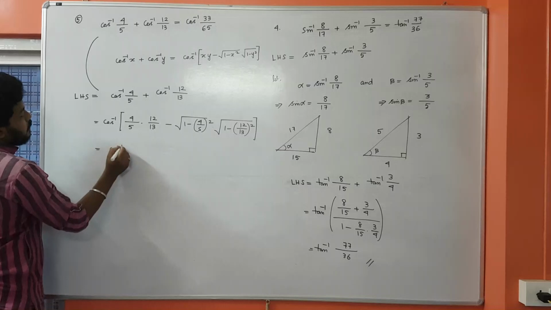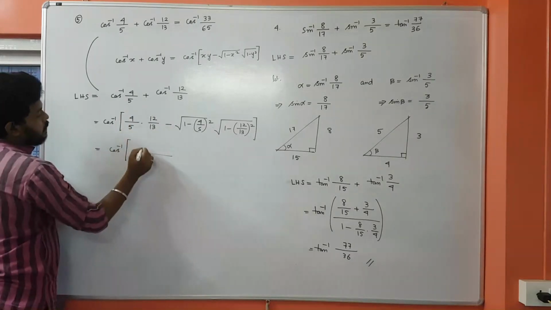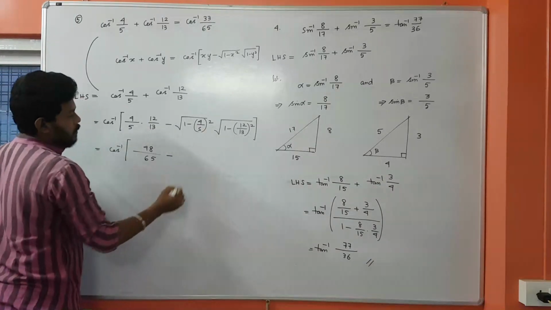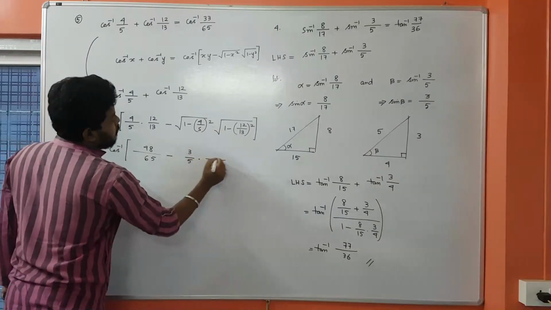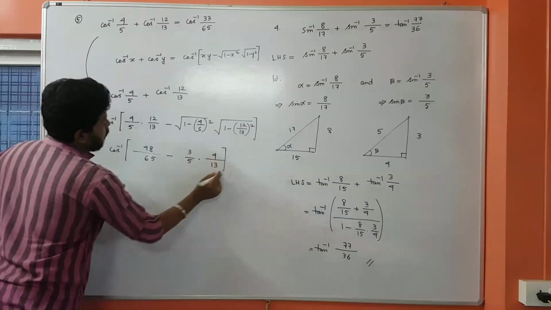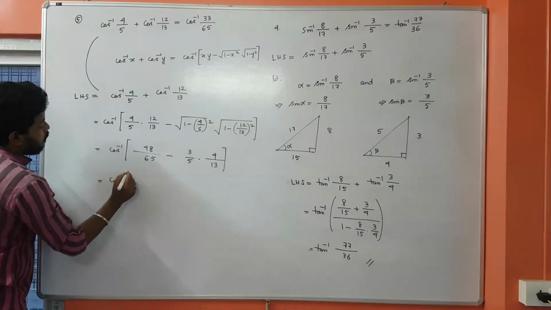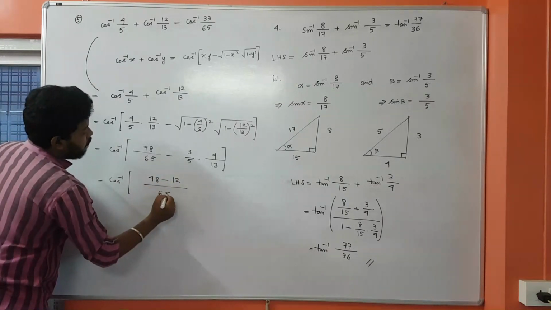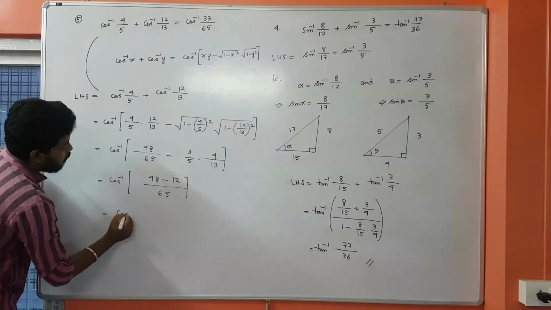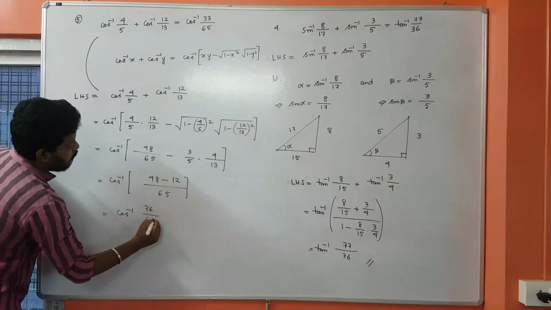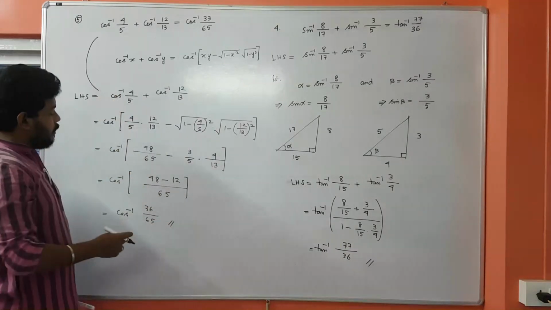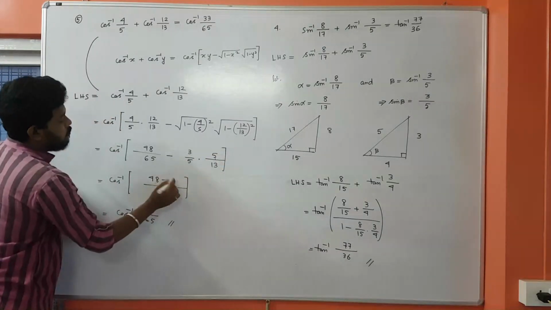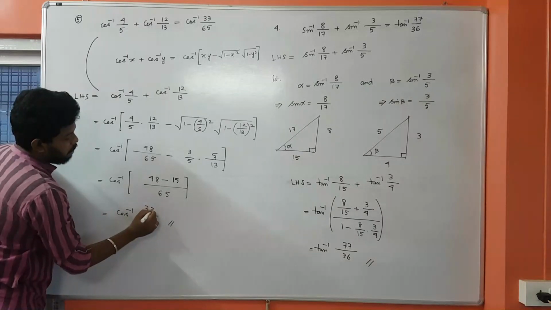Cos inverse of this is 48 by 65. After calculation, this is equal to 3 by 5, this is 5 by 13. That is cos inverse of 48 minus 15 by 65. Hence, your result is cos inverse of 33 by 65. This is your required result.